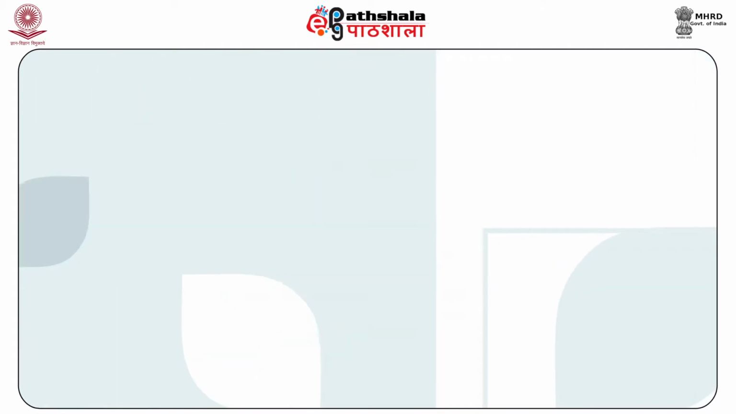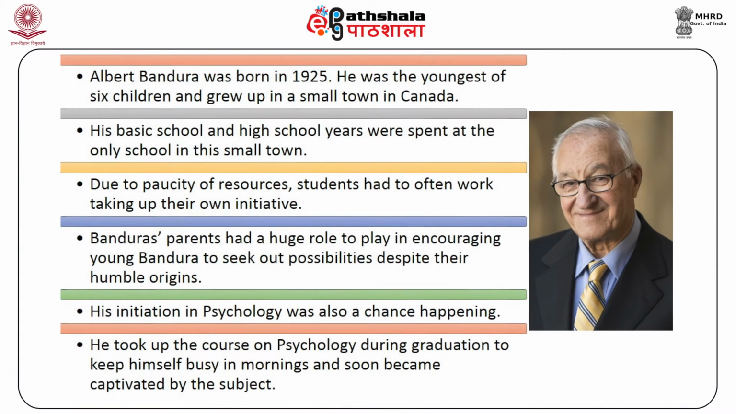Before studying more about the theory, let's briefly look at the biographical sketch of Albert Bandura. Bandura's theory of human development is very crucial, but his brief history also gives us an idea about how he came upon it. He was born in 1925, the youngest of 6 children, and grew up in a small town in Canada.